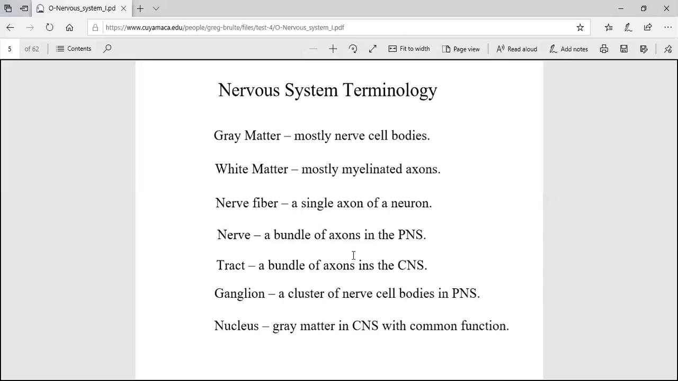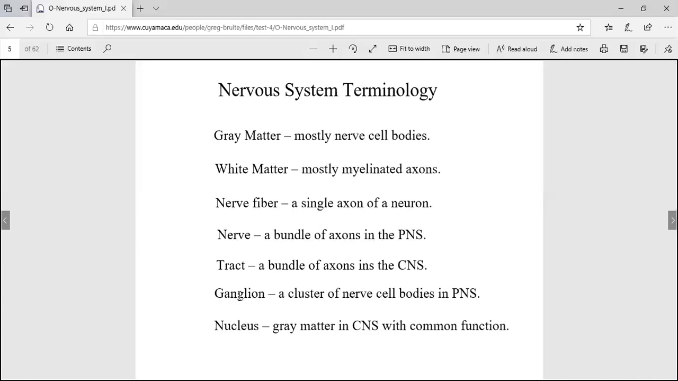A tract. You can't call a bundle of axons in the brain or in the spinal cord a nerve, but it's basically the same. It's a bundle of axons, right? So they call them tracts, T-R-A-C-T. Sometimes they call them columns. There's a weird Latin word, sometimes they call them funiculi, but I just mainly call them tracts, okay?